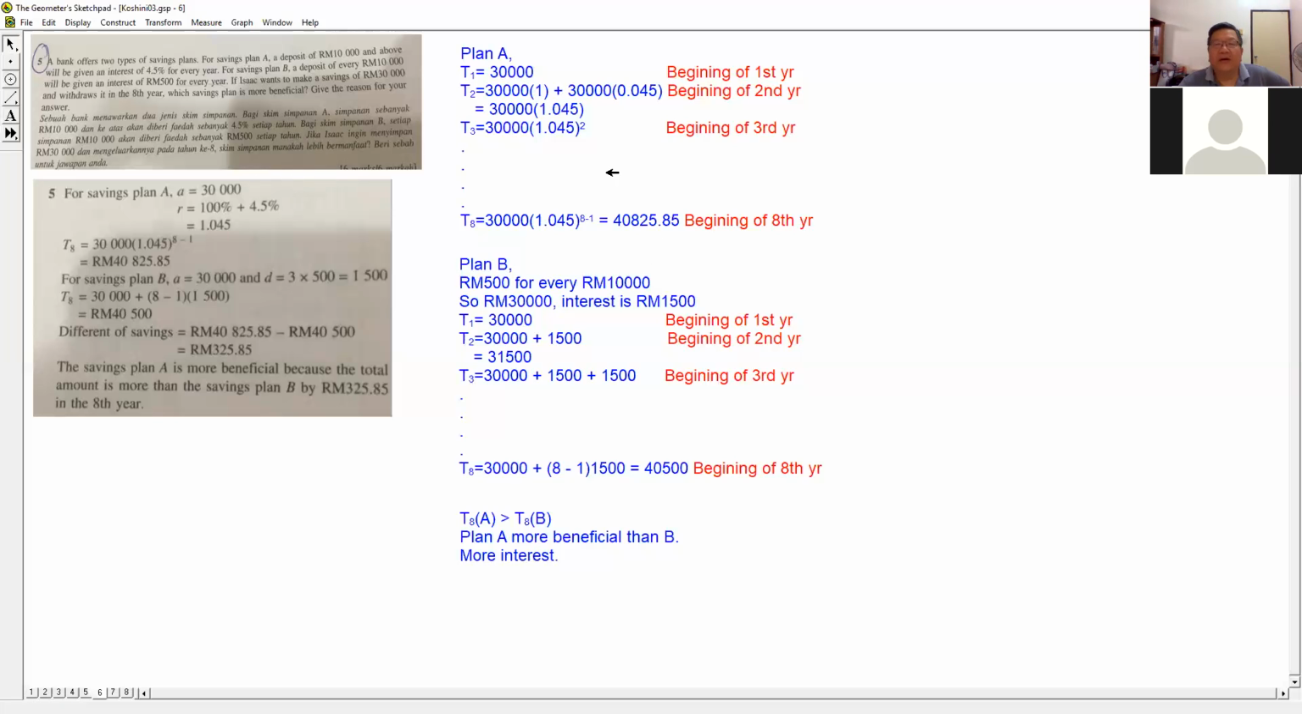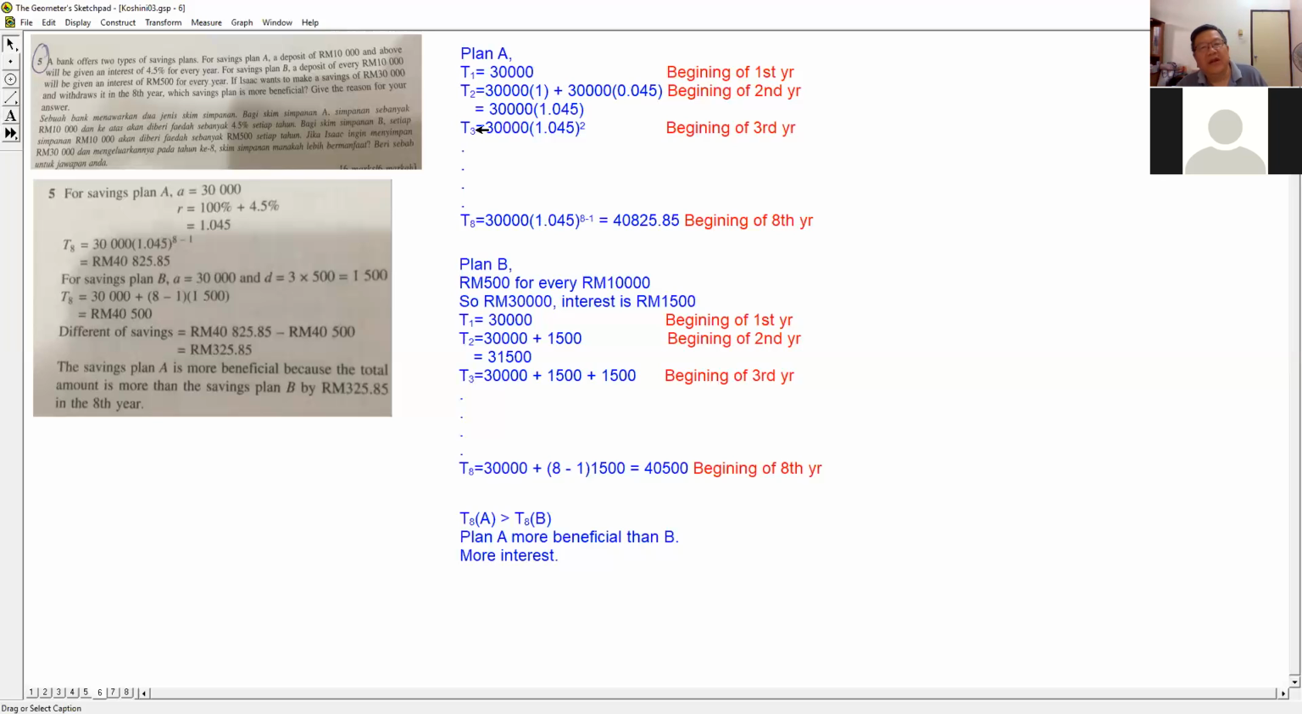Okay, right. You look at plan A. Now, plan A, you put an initial sum of 30,000. So at the beginning of the second year, throughout the first year, what you have is still 30,000. At the beginning of the second year, until the end of the second year, before you are given the interest, you'll be getting your 30,000, and you have 30,000 plus the interest based on 30,000, the 4.5% based on this 30,000. So during the second year, you will be getting something like 1.045 of your principal.